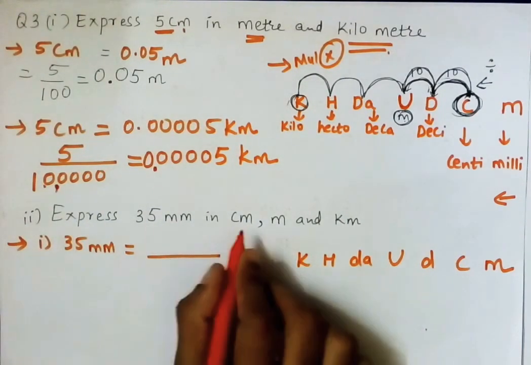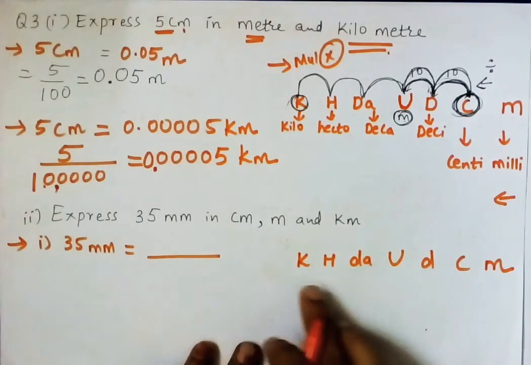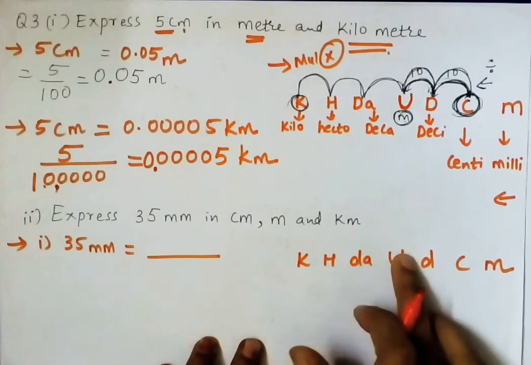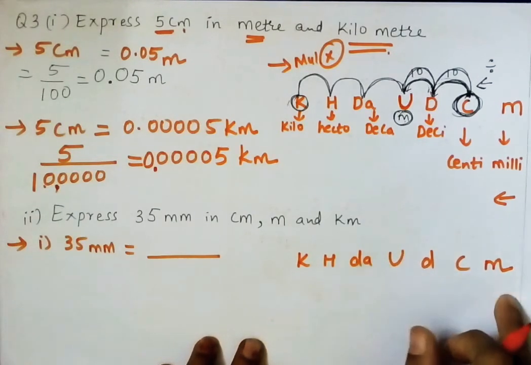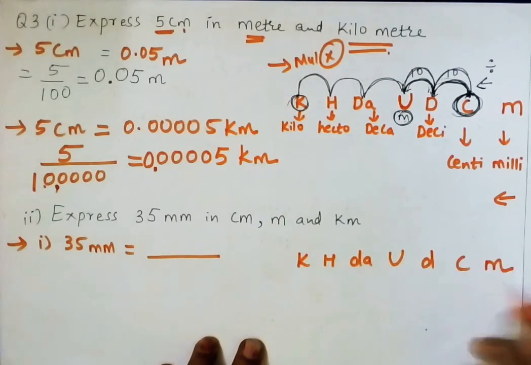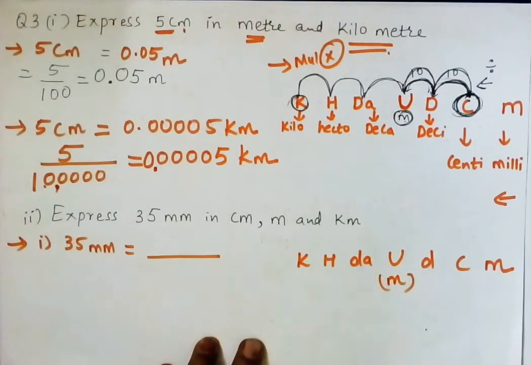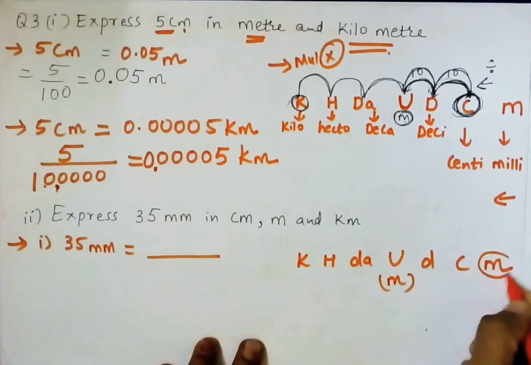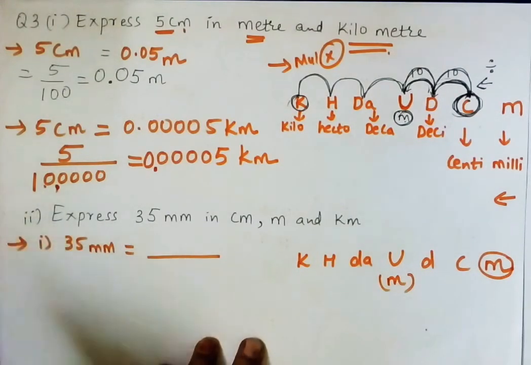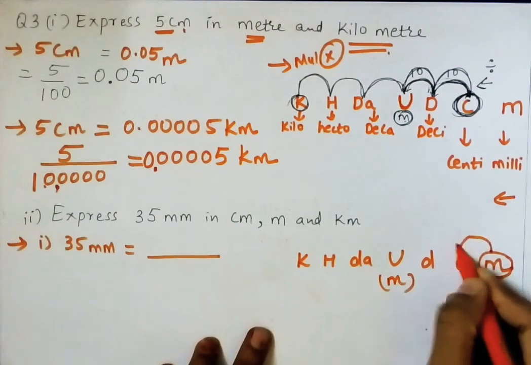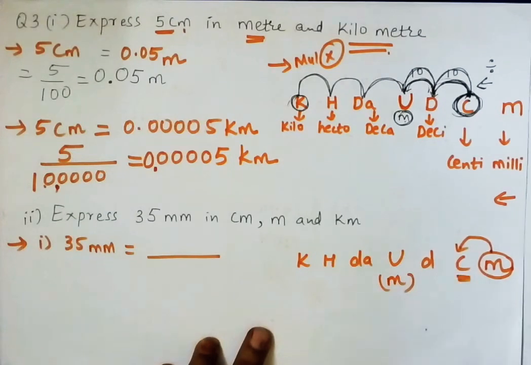So millimeter to centimeter. Okay, so find out where is millimeter. Kilo, hecto, deca, unit, deci, centi, milli. So this M is for milli, not for meter. Meter will come in unit. Okay, so we will start from here, that is millimeter, and we will have to jump till centimeter. So in one jump only we are reaching centimeter. See, this is our centimeter.